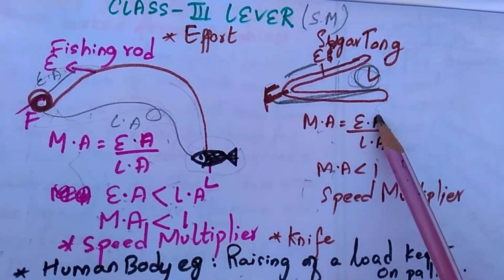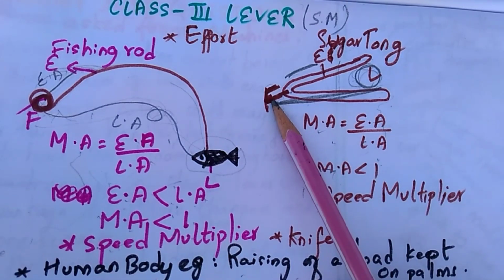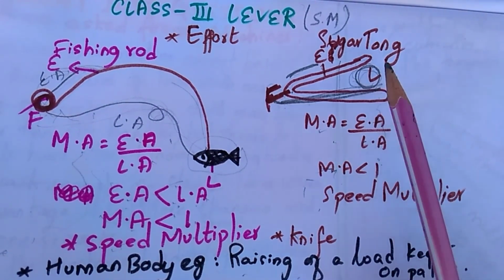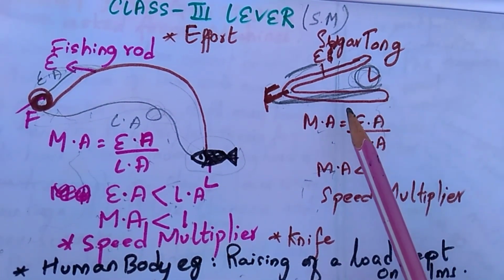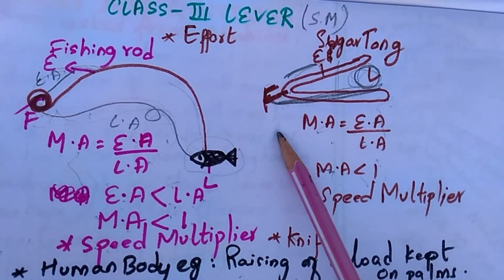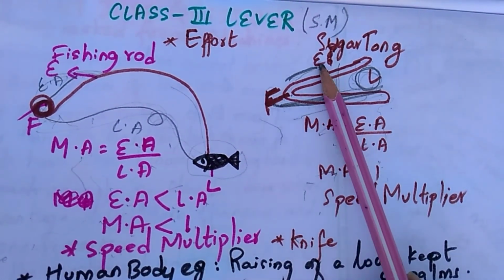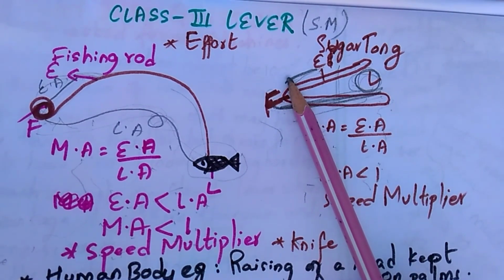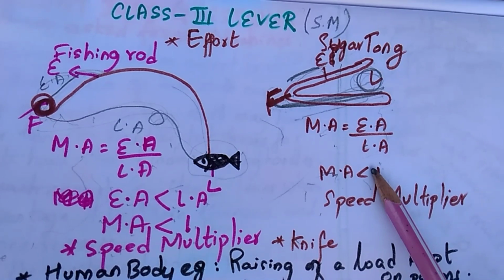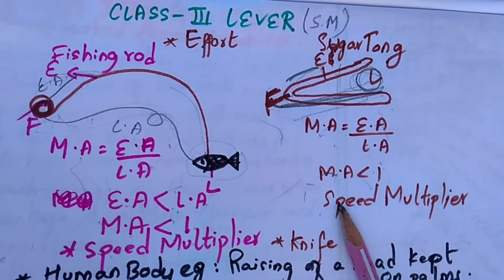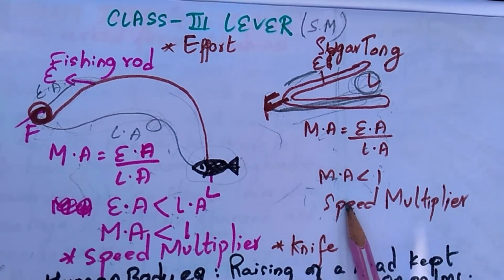So mechanical advantage is effort arm upon load arm. Mechanical advantage is less than 1 because here effort arm is shorter than the load arm. So mechanical advantage is less than 1. The distance between the fulcrum and the load is known as load arm. The distance between the fulcrum and the effort is known as effort arm. So here the load arm is longer than the effort arm. So mechanical advantage is less than 1, and if mechanical advantage is less than 1, then it will be a speed multiplier. Knife is also an example of class 3 lever.